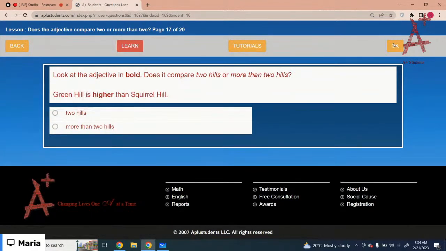Green Hill is higher than Squirrel Hill. So which is the correct option? Higher, you have an ER. Got it? That means that is a comparison between two hills. Got it? So the correct option is two hills.